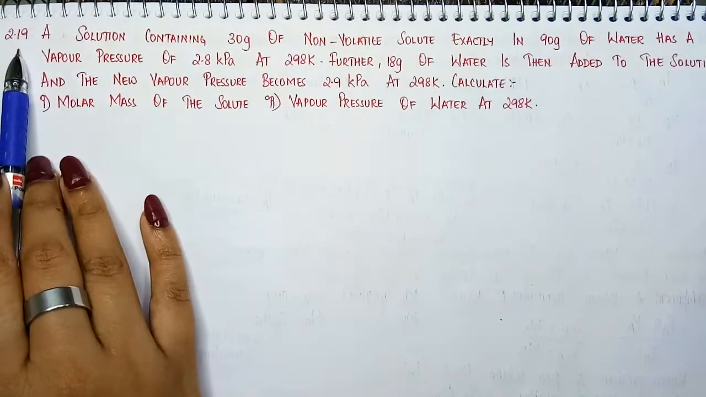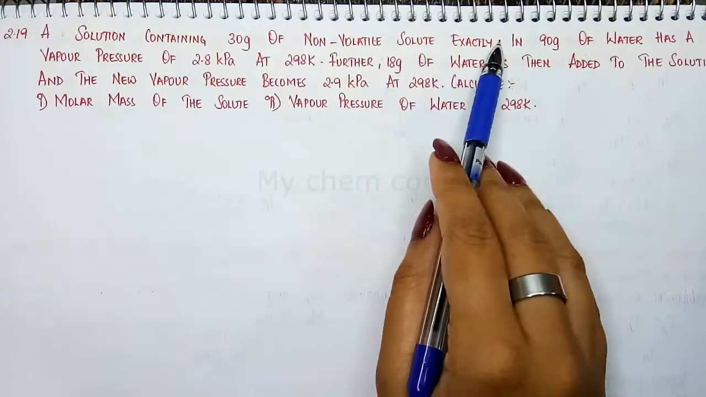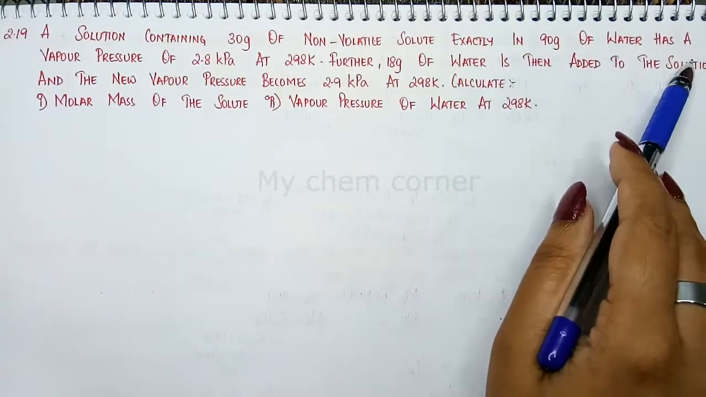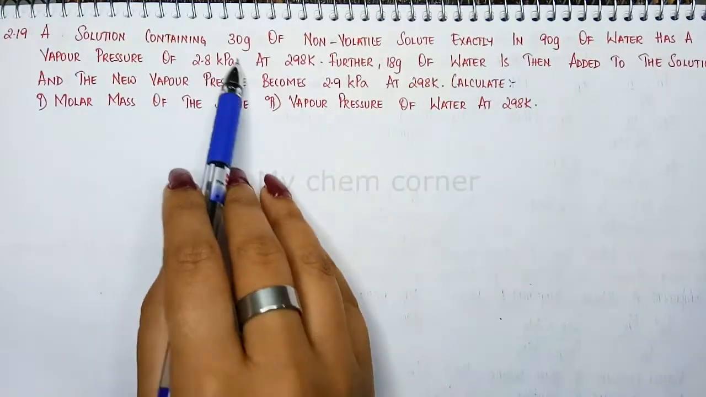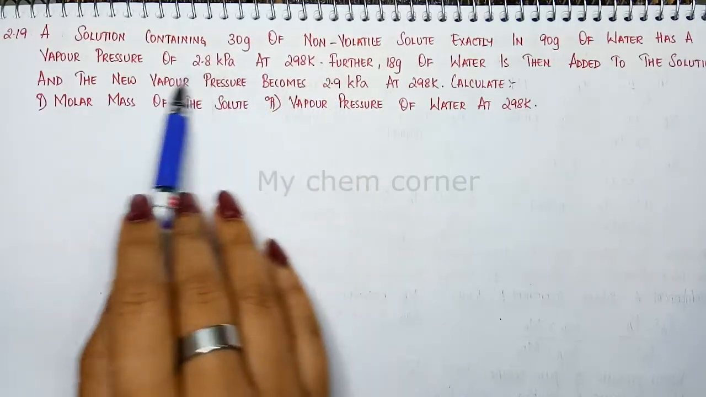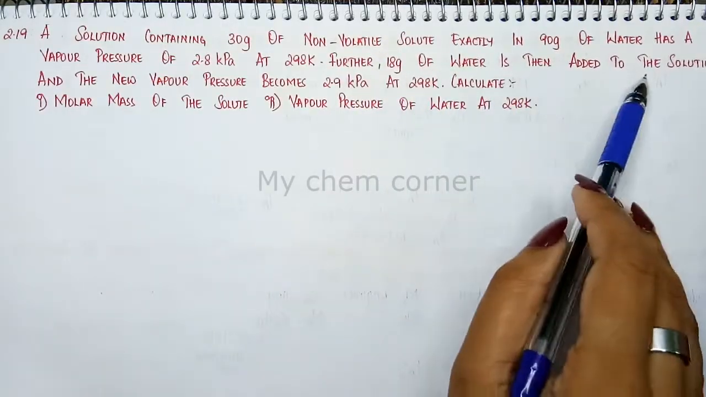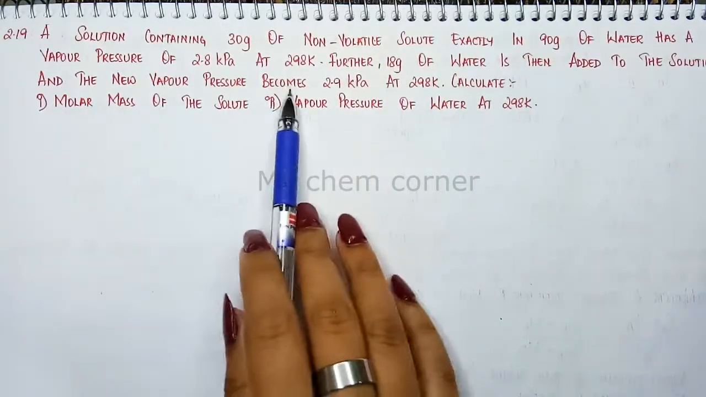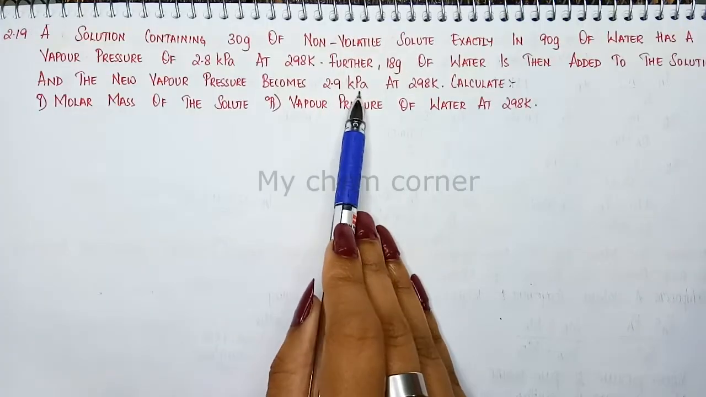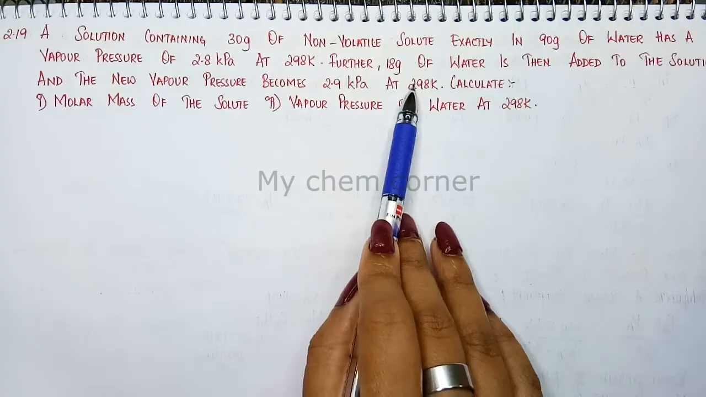Next question is question number 2.19. A solution containing 30 grams of non-volatile solute exactly in 90 grams of water has a vapor pressure of 2.8 kilopascal at 298 Kelvin. So this is one situation given. Now, further 18 grams of water is then added to the solution and a new vapor pressure becomes 2.9 kilopascal at 298 Kelvin. So there are two situations given to us.